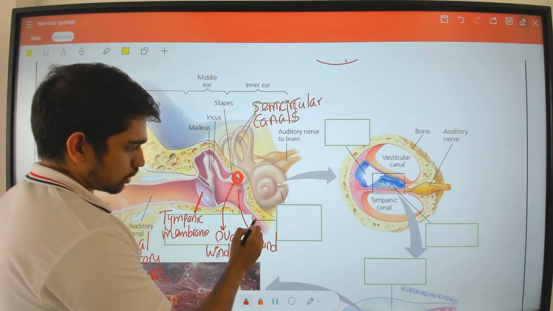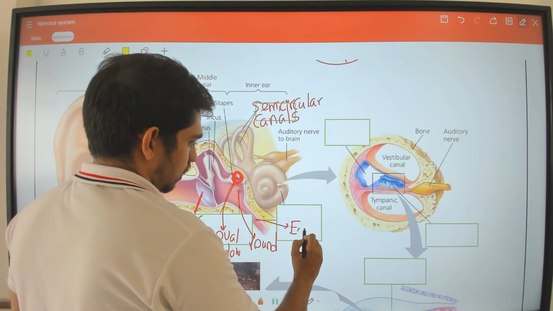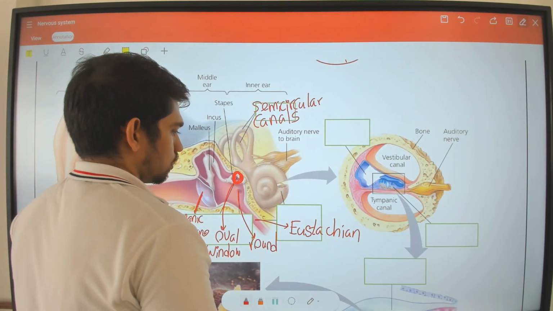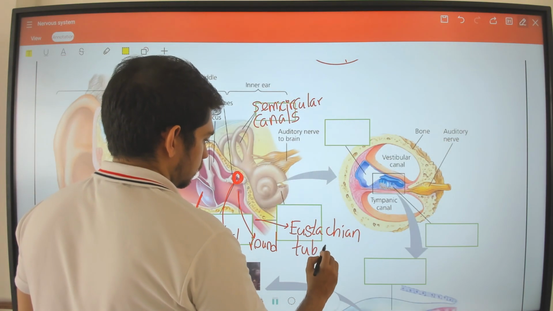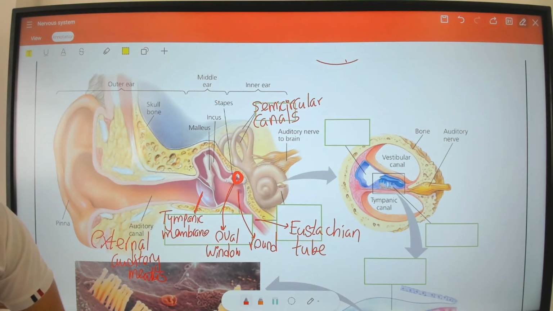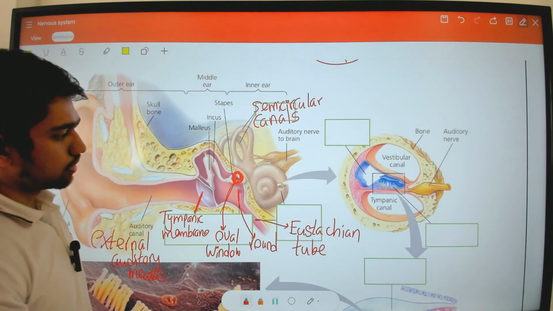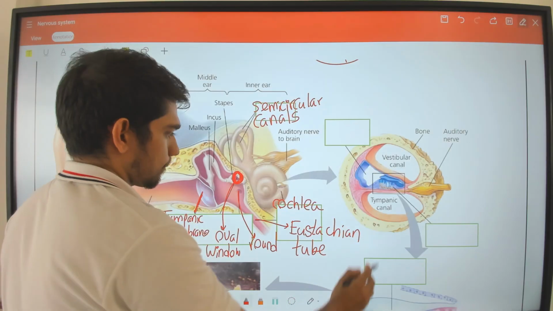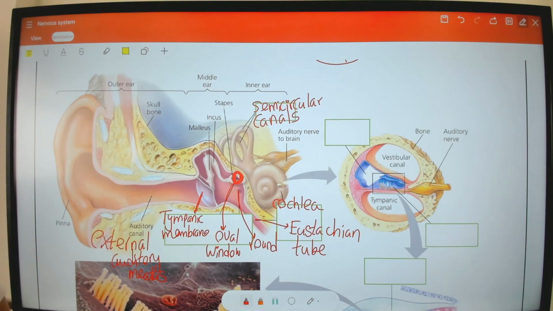Then this is the eustachian tube. Be careful of the spelling. Eustachian tube, that is connecting the middle ear to the pharynx. Then this is the cochlea. Auditory nerve is labeled.